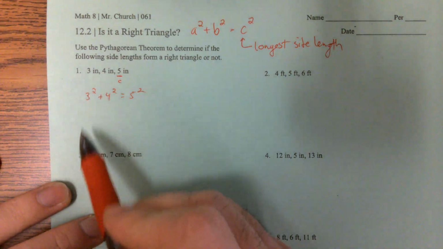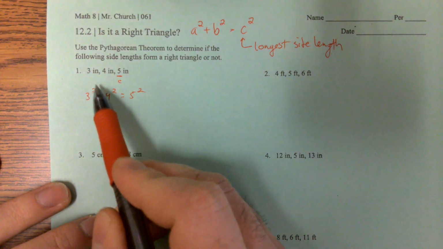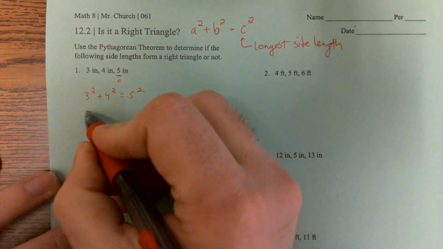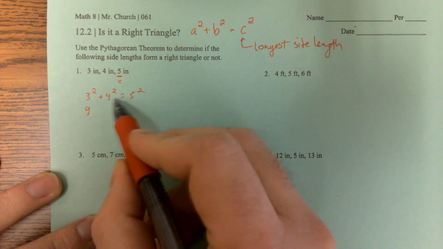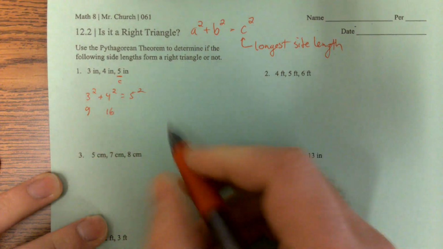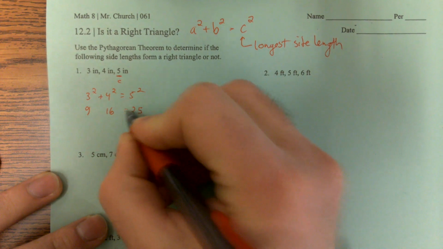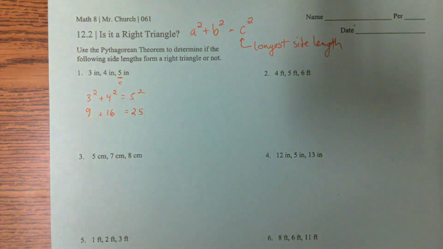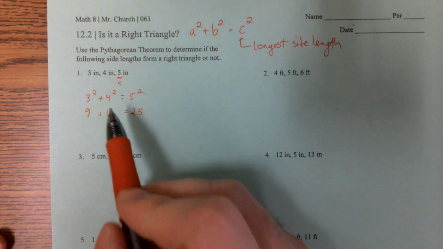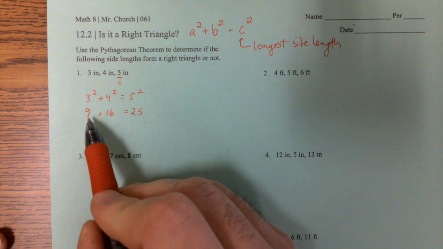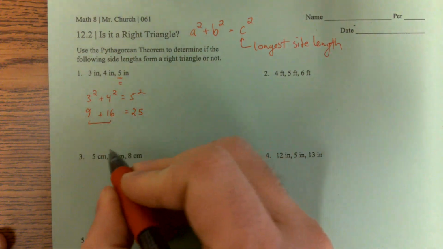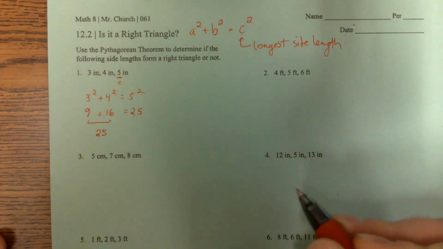I got to solve each of these exponents out. 3 squared is 3 times 3, which gives me 9. 4 squared is 4 times 4, which gives me 16. And 5 squared is 5 times 5, which gives me 25. All right. Once we get the exponents out of the way, we're going to add these two together. 9 plus 16 gives me 25.